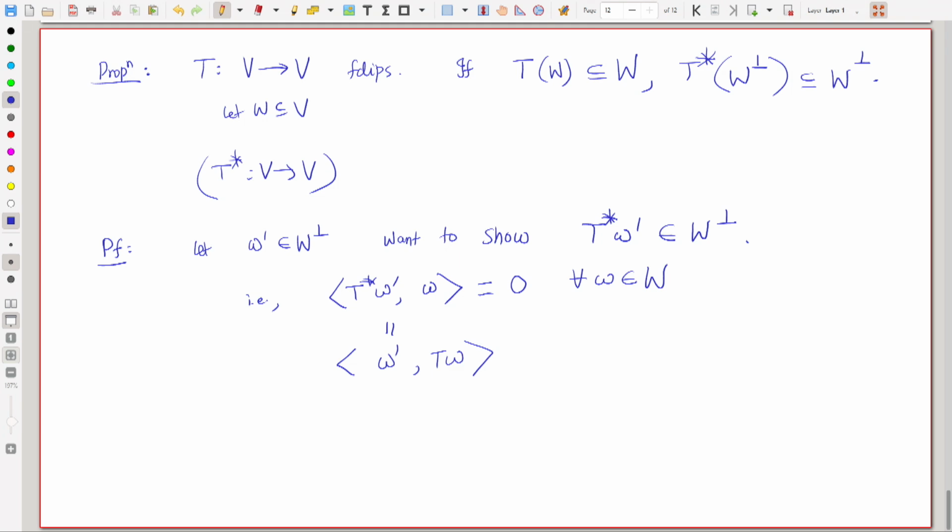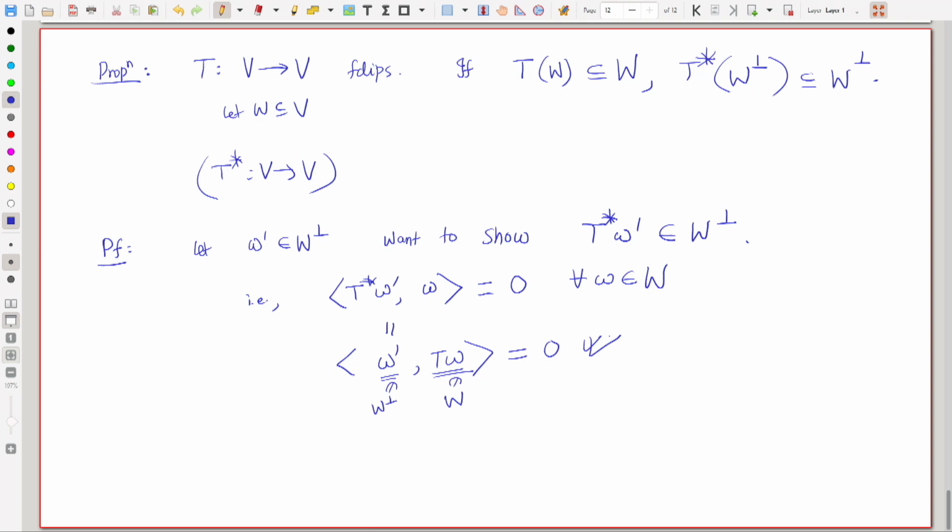Now, what property did T have? T preserves W, the subspace W. So, what is T W? It is another element of W, that is all. This is some other element of W, and this is an element of W perp, and so the inner product is of course 0 as required, all right. So, this is a very interesting statement.